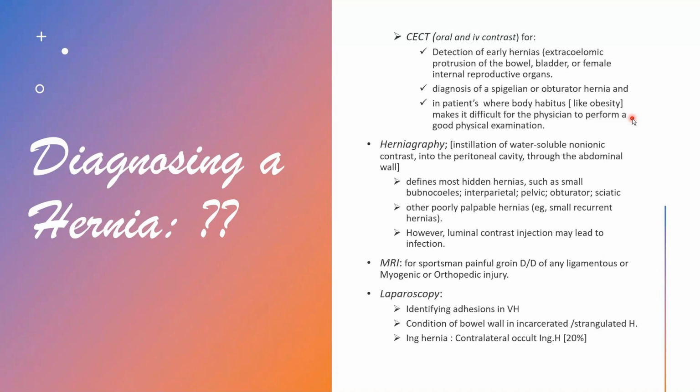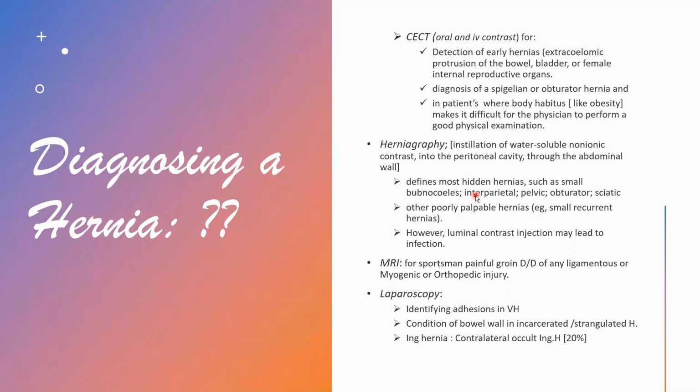Again, a very important component would be a CECT examination to decide upon the spigelian, obturator, and interparietal hernia. And in those patients where the body habitus, like a very, very obese person, where the bulge is not easily visible, it becomes very difficult for the physician to perform a good physical examination. He may have to resort to a contrast CT examination.